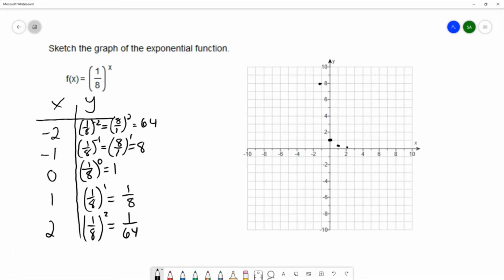This graph has a horizontal asymptote that is right on top of the x-axis. And that horizontal asymptote means that when I connect these points, the y values are going to get closer and closer and closer, but never reach that x-axis. On this side, my y is going to infinity.